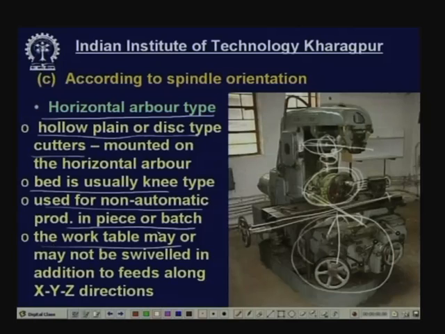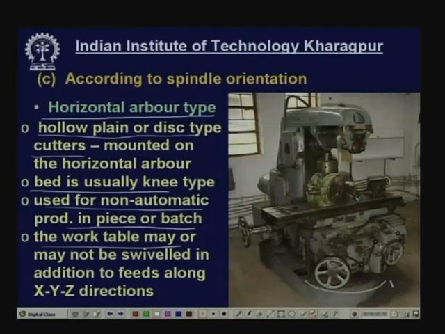The work table, now, this work table here can be rotated slightly about this axis. This is a swiveling arrangement, say up to 30° plus minus, it can be tilted depending upon the requirement. So, it is stated that the work table may or may not be swiveled in the direction of feeds along XYZ directions. In addition to XYZ direction feed, we can have another slight rotation within a small range of angle. Okay.